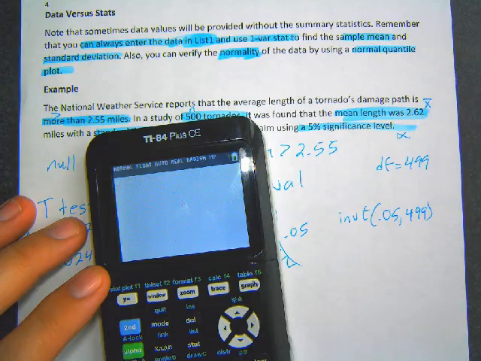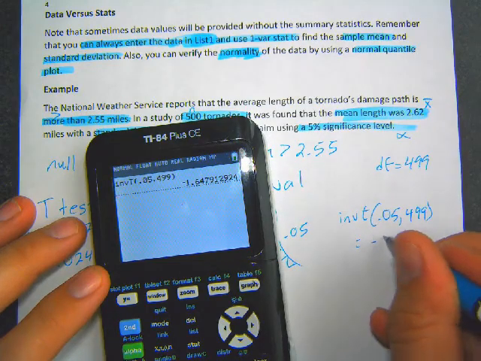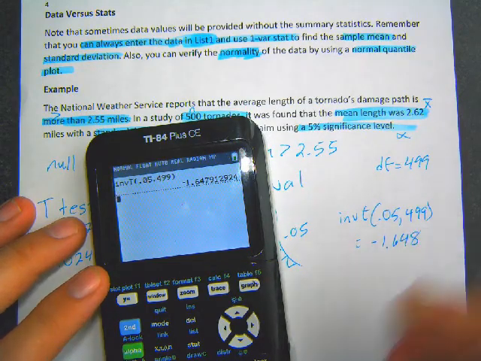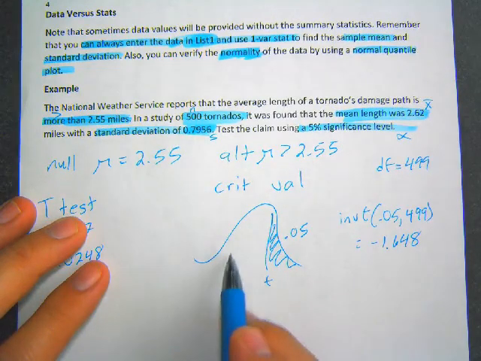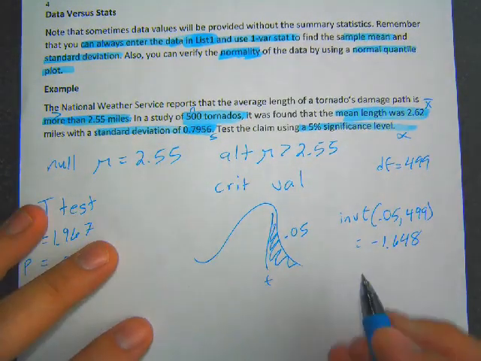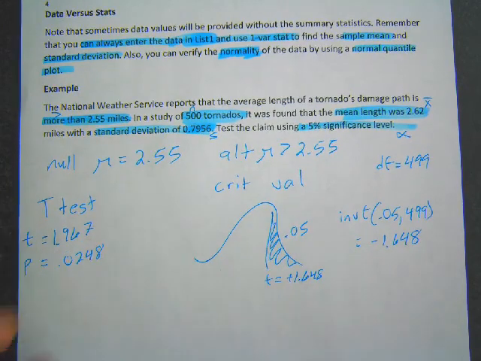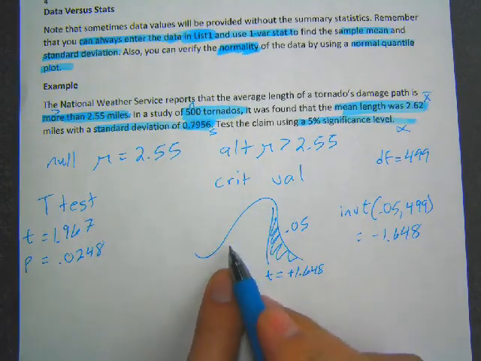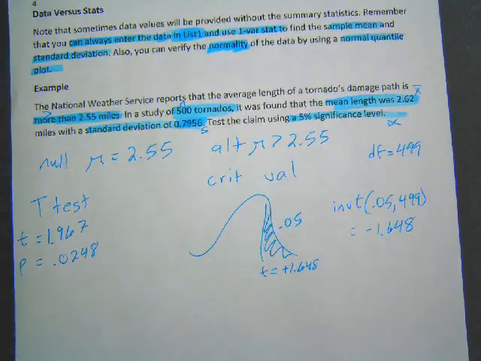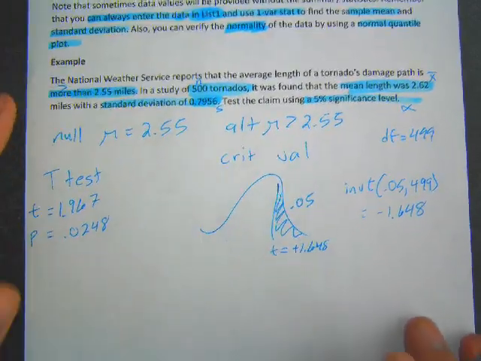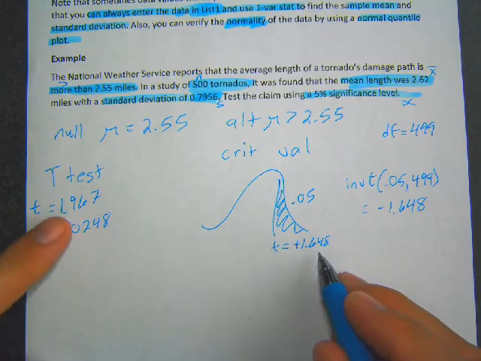And we get negative 1.648. Again, this is giving us the t-score for over here because I didn't flip it around. So this is actually positive 1.648. We do that a lot, where we just calculate the one that would be over here and then just switch it to positive. Okay, so we get 1.648. That's what we compare with our test statistic.